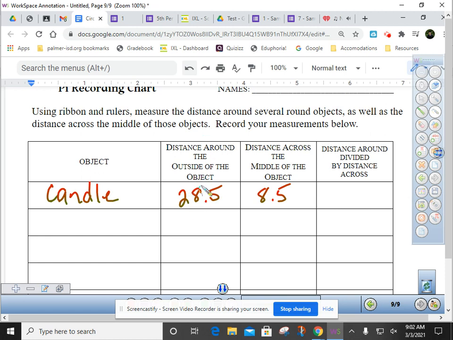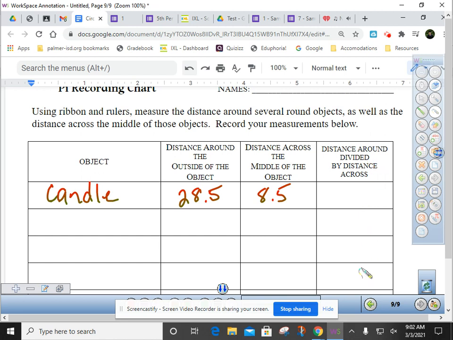You're going to take 28.5 or whatever you got and divide it by 8.5. That's what that calculator is for. And you're going to write the answer right here. You're going to do that for all of yours. You're going to take the distance around the object, the distance across the middle, and divide it. And write your answers right here.